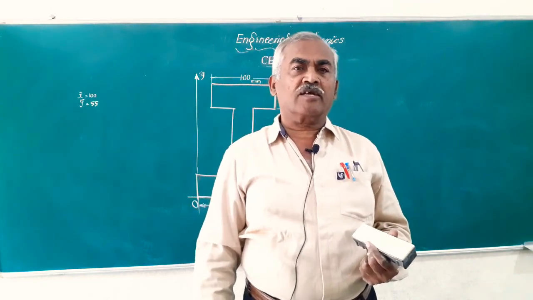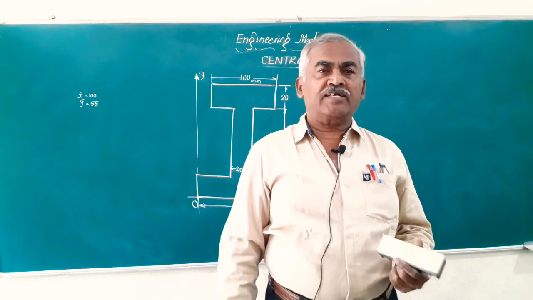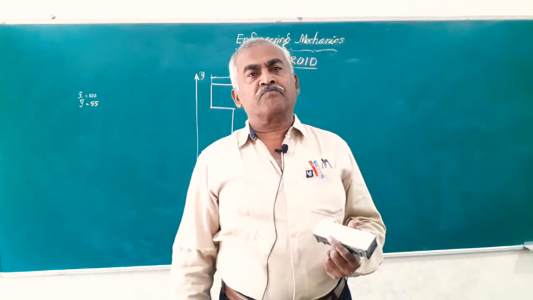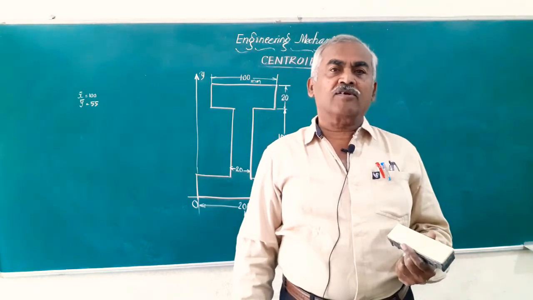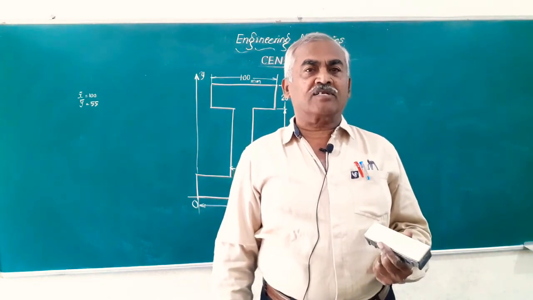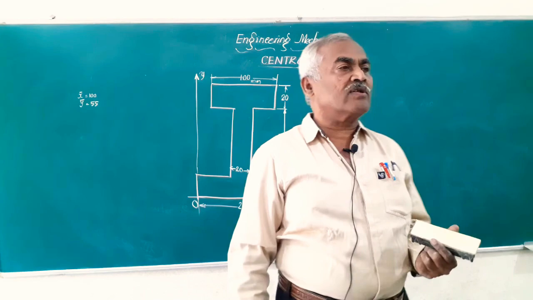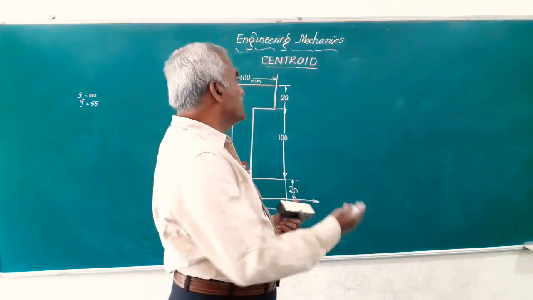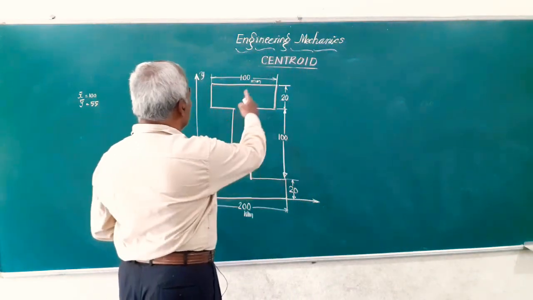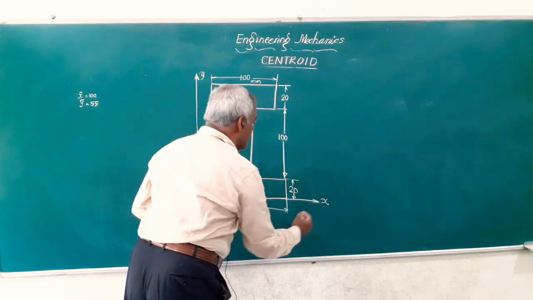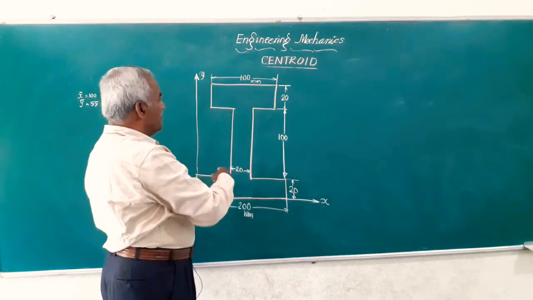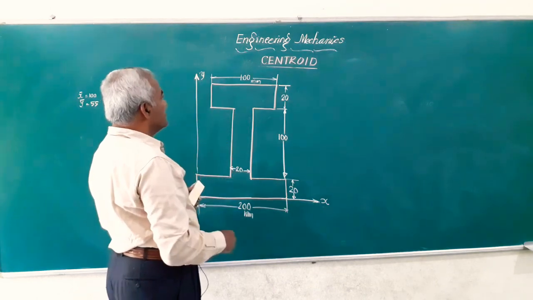Myself, Dr. M.H. Annaya. Friends, in today's session, we are going to learn how to locate the centroid of an I section with unequal flanges. I have shown it in the figure. Friends, you have this figure and the x and y axes are given, which is the reference with respect to which you should find the centroid of this figure.